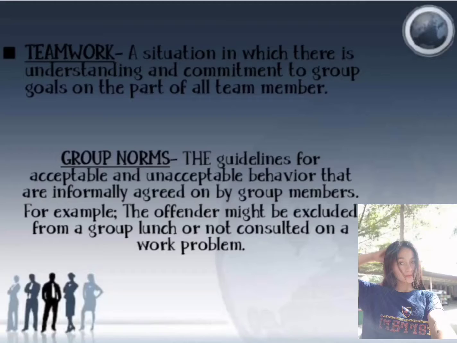So, we jump to a major factor in understanding both groups and teams: they are governed to some extent by what is called group norms. So, what are group norms? Group norms are the guidelines for acceptable and unacceptable behaviors that are informally agreed on by group members. For example, the offender might be excluded from a group lunch or not consulted on a work problem.